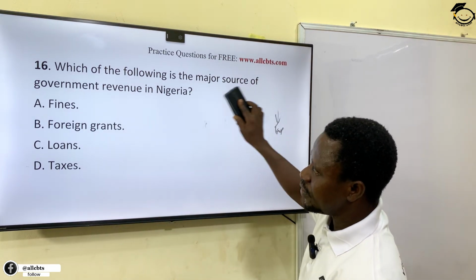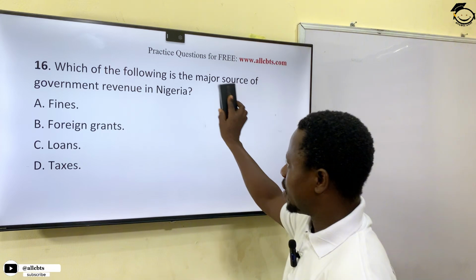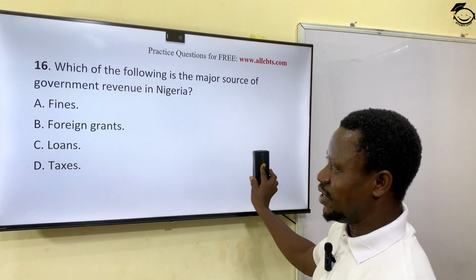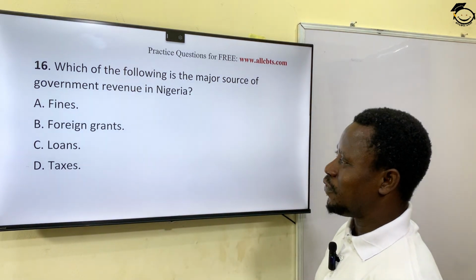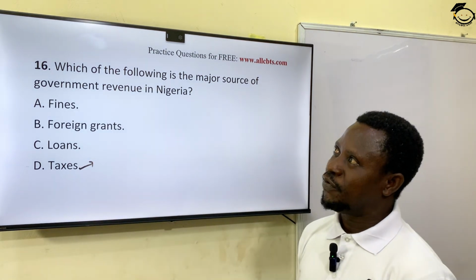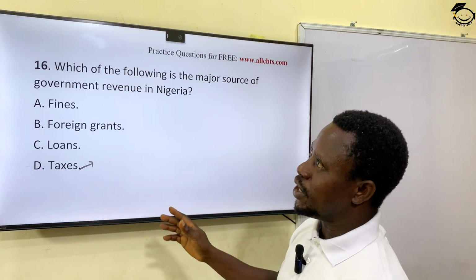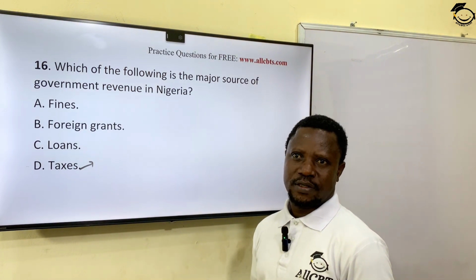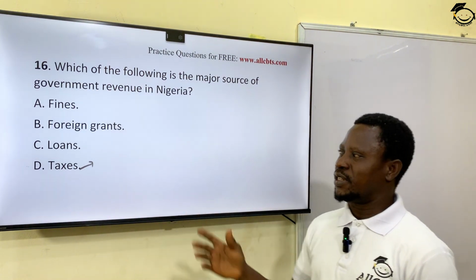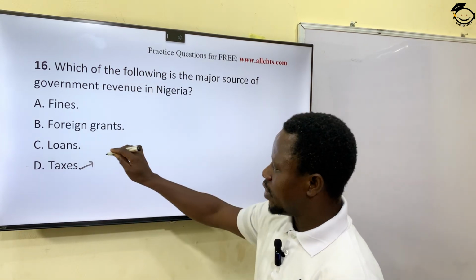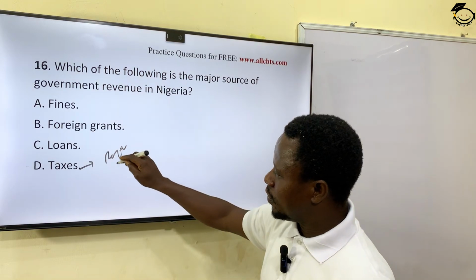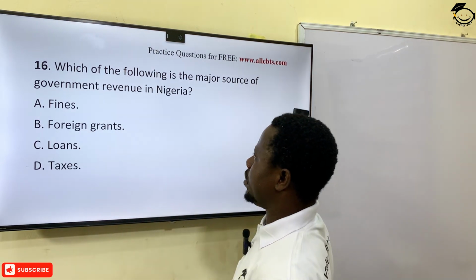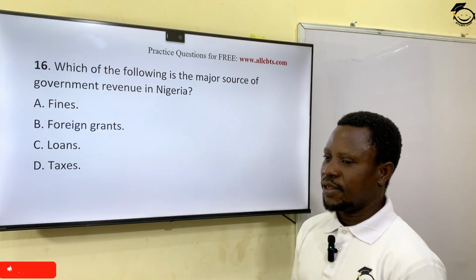So let's see now. Fines, foreign grants, loans. Of course, we collect loans. Particularly this government has been collecting loans like mad every year. But notwithstanding, the major source of income for Nigeria is tax. In fact, the current Minister of Finance said that Nigeria has made close to 2 point something trillion naira from tax. This tax involves royalties on crude oil. It involves direct and indirect taxes on people like us and the rest of them. So taxes are a major source of income for the government in Nigeria. Option D. Let's go on.